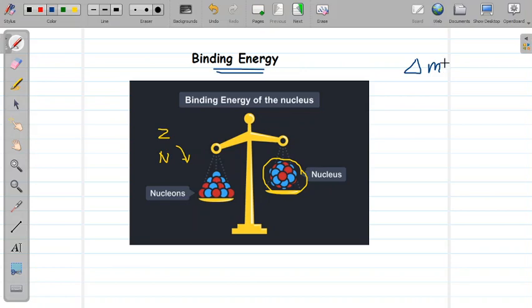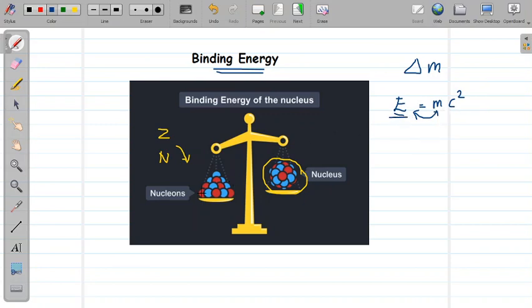And from Einstein's equation E equal to mc square, we know mass can be converted into energy and vice versa. Energy can be converted into mass and mass can be converted into energy. If m amount of mass is converted into energy, mc square is the energy that we get from it.